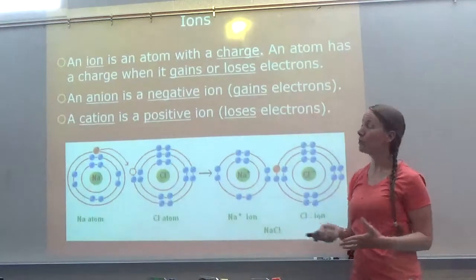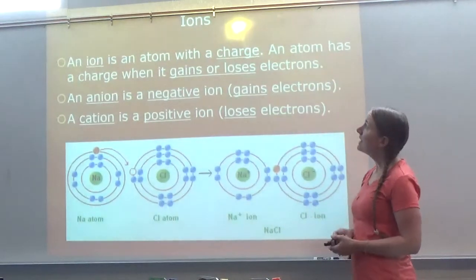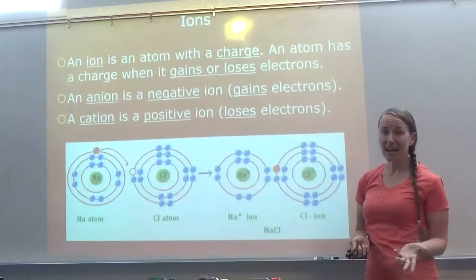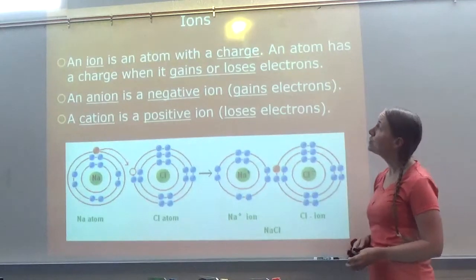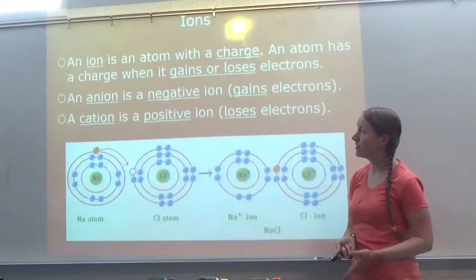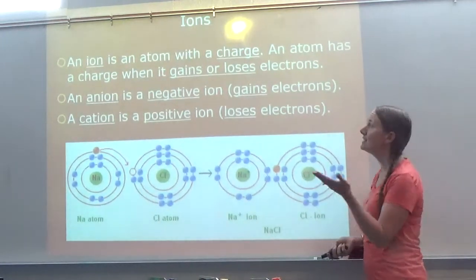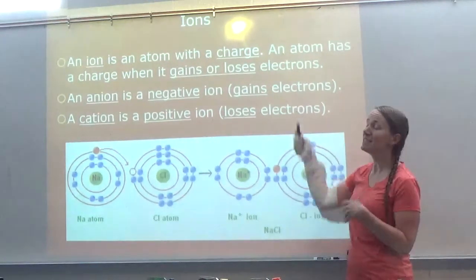We'll talk about them a lot more in chapter 7. So an ion is an atom with a charge. So how does that happen? Well, an atom has a charge when it gains or loses electrons. So an anion is negative, and so that means it's gained electrons.